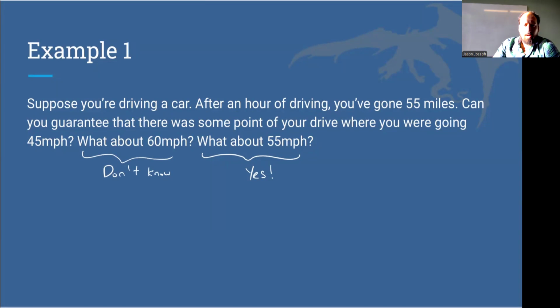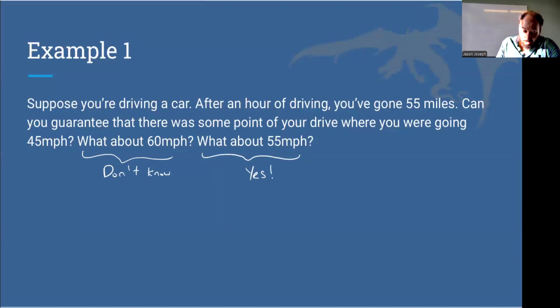What about 45 miles an hour? So here's where there's potentially a question about if you know that you started from zero, from rest, then you would have had to go 55 at some point, which we already said. So then if you started at zero, then you would have at some point had to be going 45 by the intermediate value theorem.